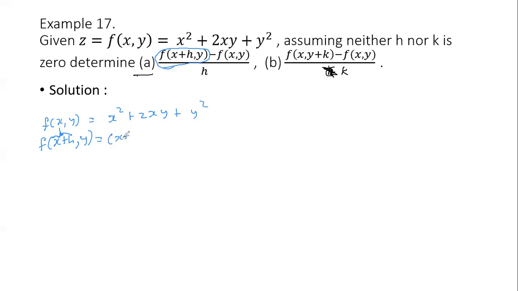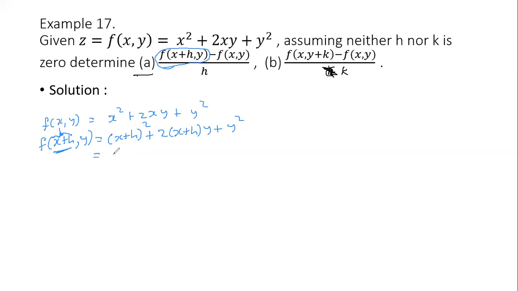It is x plus h square plus 2 times x plus h times y plus y square. Don't do anything to y. Wherever you see x, this first place is the x position, that changed to x plus h. Therefore, on the right side of the equation, we have to do the same thing. Replace x with x plus h. Let's simplify this.